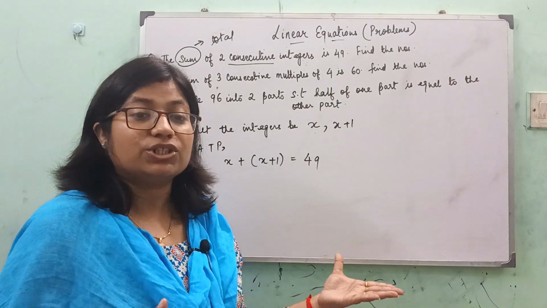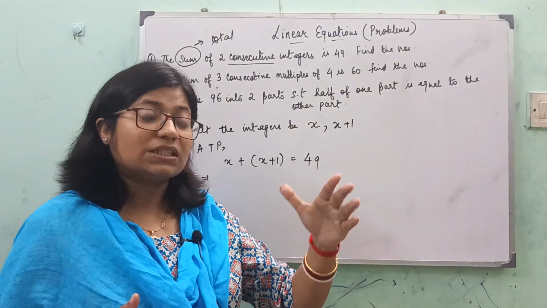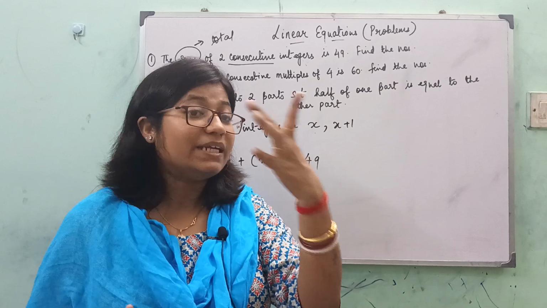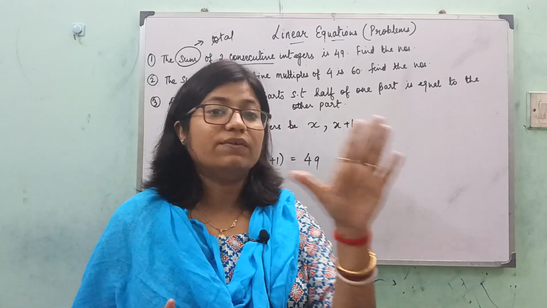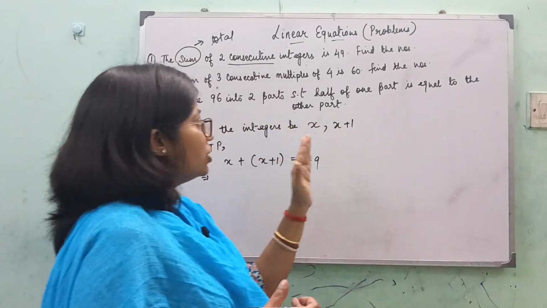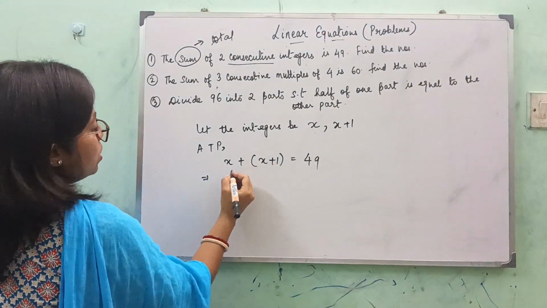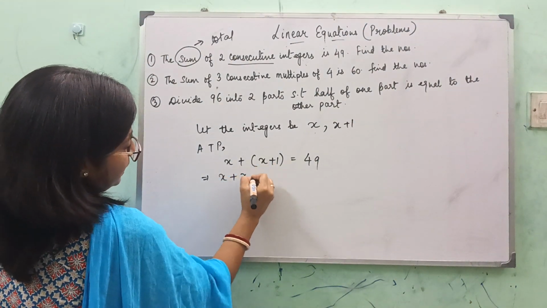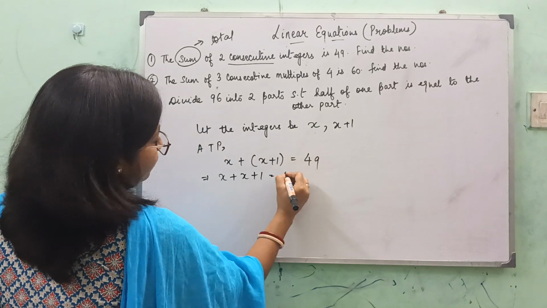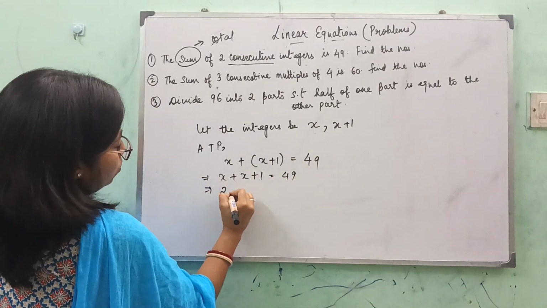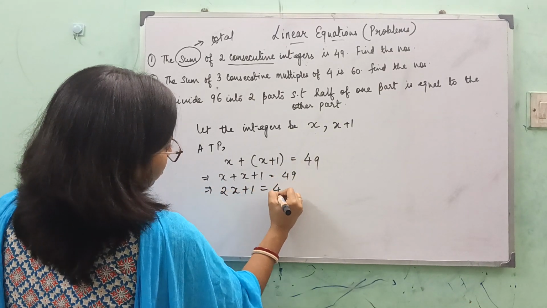Second, frame the equation, solve the equation. So these things you have to do only by reading the question given to you. Otherwise, the condition you have to frame. So this becomes x plus 1. The brackets are removed. So 49. That means 2x plus 1 equals 49.